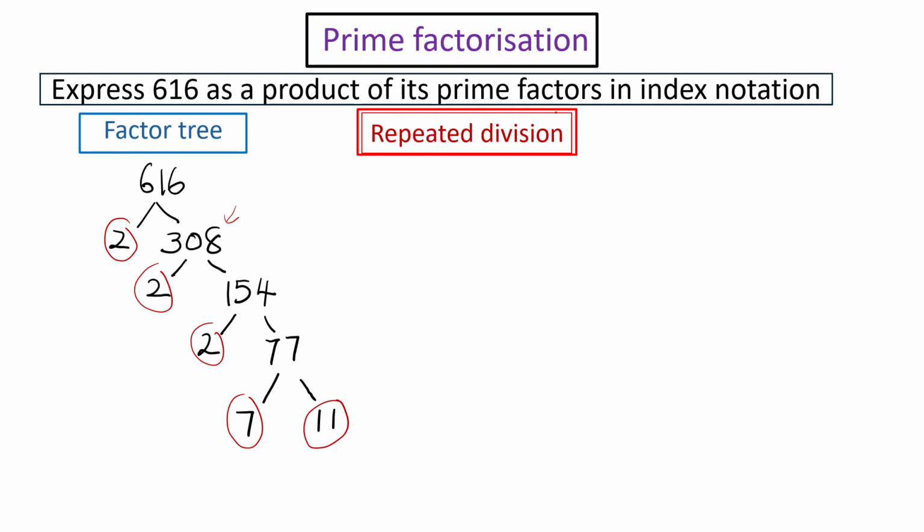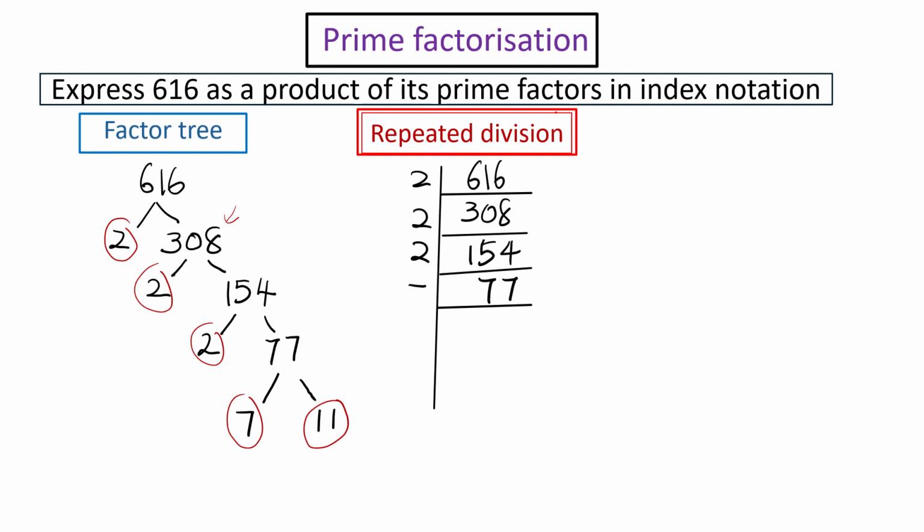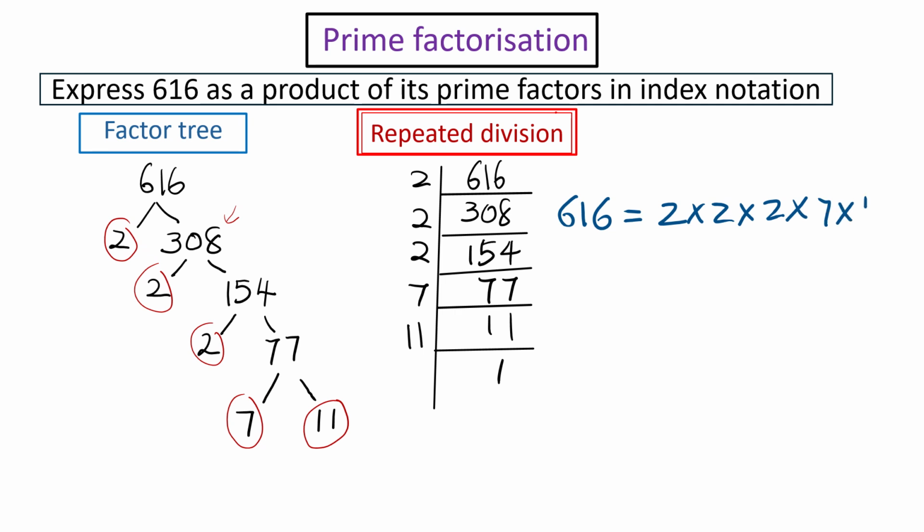Another way of doing it is using the repeated division. And we will arrive at the same results. That is 2 times 2 times 2 times 7 times 11. Okay, so all these are prime factors. So this is what it means by expressing 616 as a product of its prime factors.